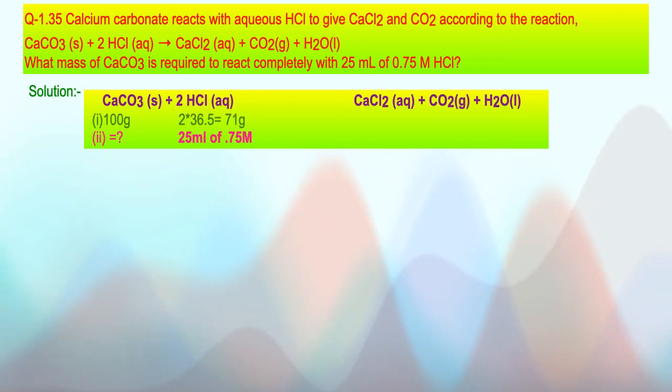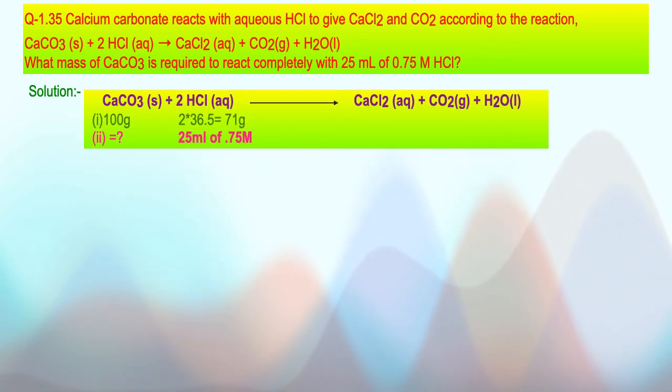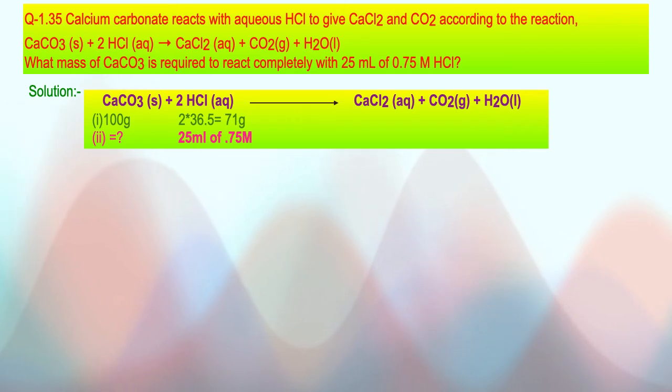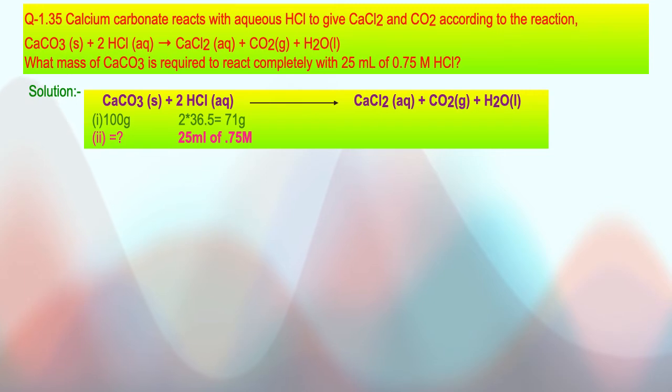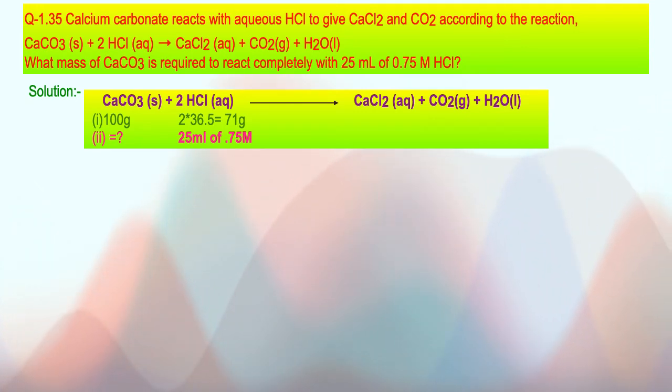We will write the equation. As per the standard, the mass of CaCO3 is 100 gram. 100 gram of CaCO3 will react with, what will be the molar mass of HCl? 36.5 multiplied by 2, 73. So 100 gram of CaCO3 will react with 73 gram of HCl.